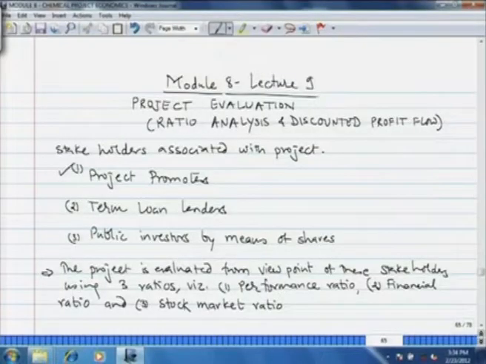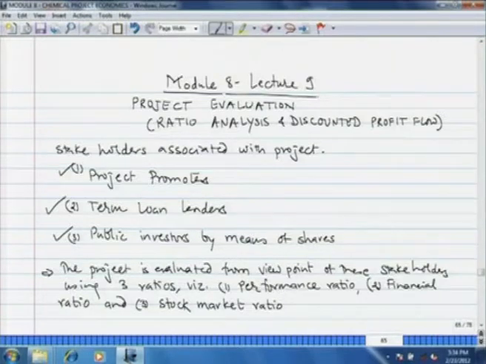As I told you in previous lectures, there are different stakeholders associated with the project. These are the project promoters, the people who invest money, invest capital in the project. Then there are term loan lenders like financial institutions, banks, and finally the project also gets money or investment from public investors by means of shares. The promoters of the project are interested in very good performance resulting in early payback of their investment.